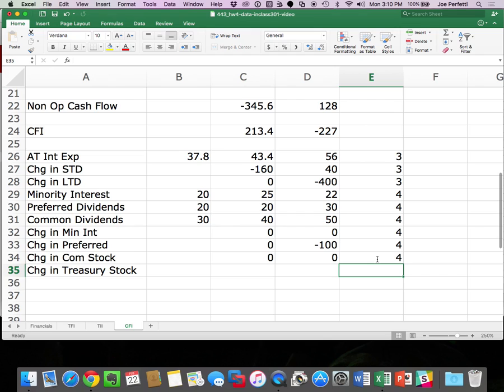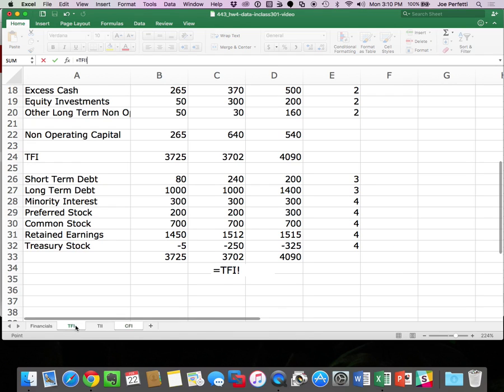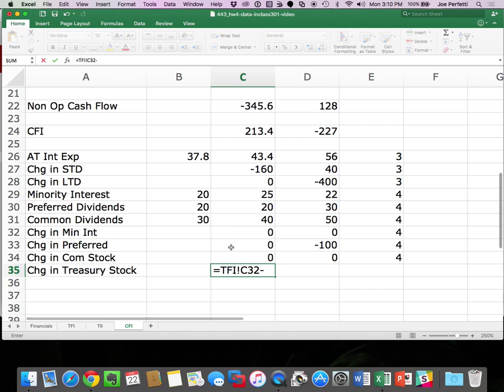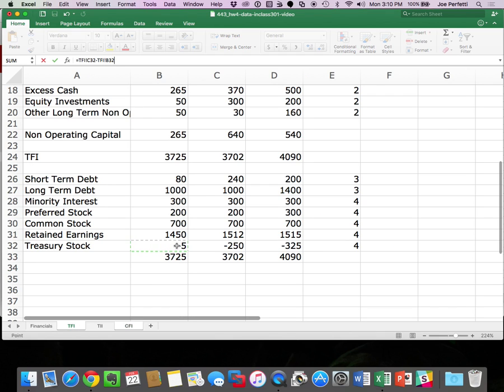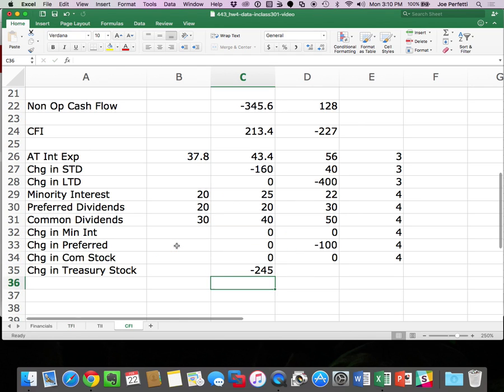Treasury stock is market value of what's paid. Now, here's the advantage for us from a cash flow perspective. If our treasury stock goes from -5 to -250, what does that tell you? What does that -245 tell you? Our treasury stock increased by 245 million? What? Shareholders received 245 million. Exactly. So therefore the sign should be negative. It's a distribution.